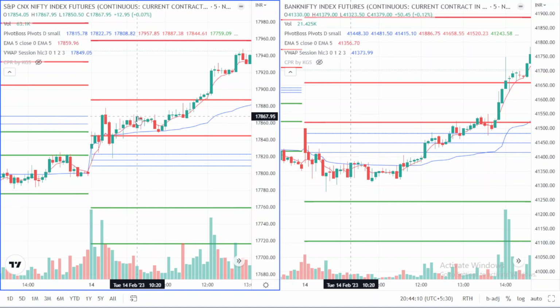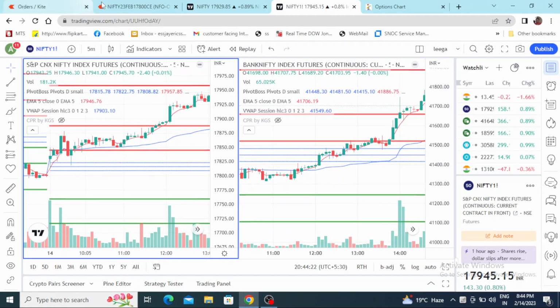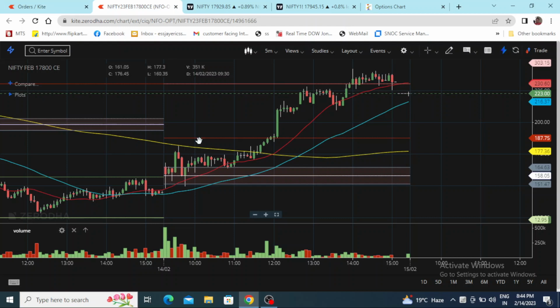So we entered a trade over here, trying to keep the stop loss somewhere near here. What we have done, we have gone in the option of 17,800. We'll see the 17,800 call option right here. We entered the trade over here at near 173, and our stop loss was 10 points below that. So 163 was our stop loss.